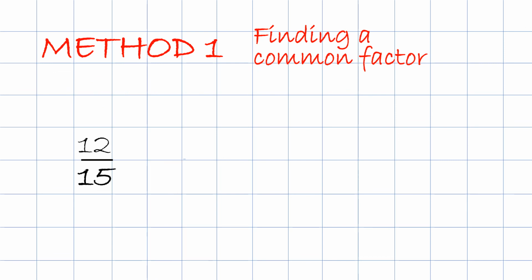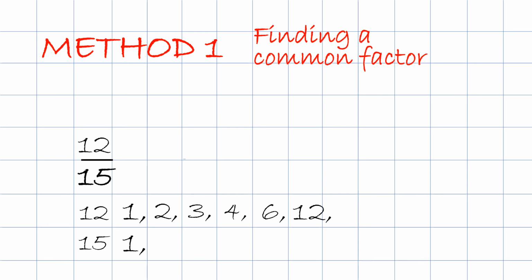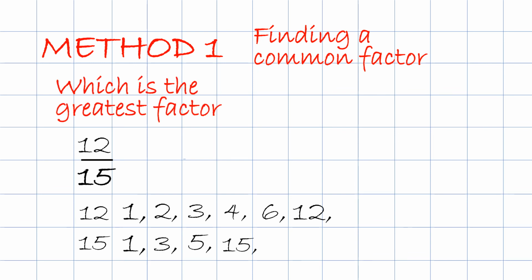Here we have 12/15. Once again, we list the common factors of 12 and 15. The common factors of 12 are 1, 2, 3, 4, 6, and 12. The common factors of 15 are 1, 3, 5, and 15. So, which is the greatest factor? The common factor of both of these is the number 3.